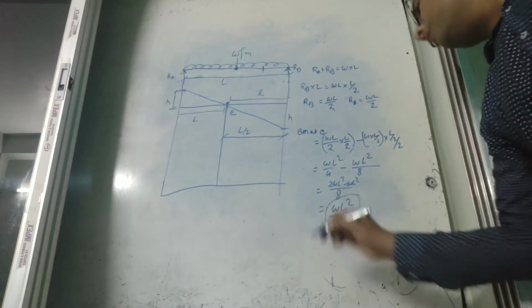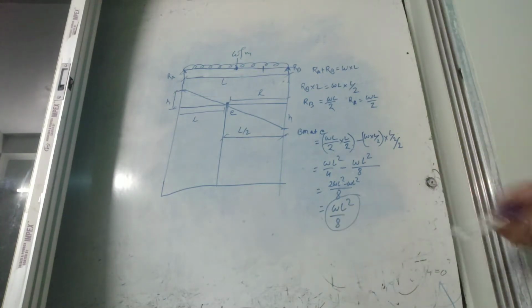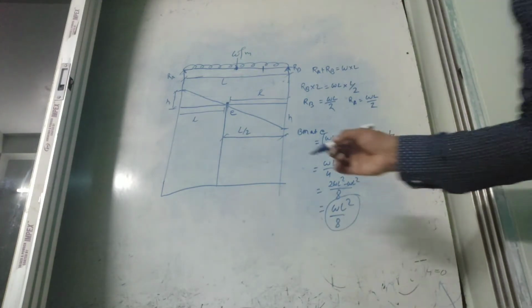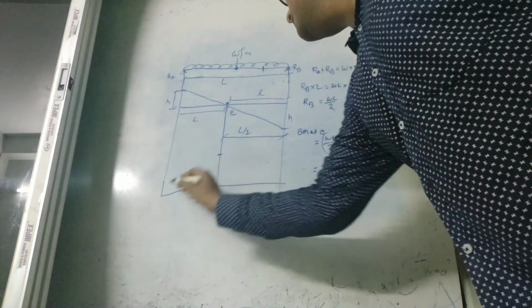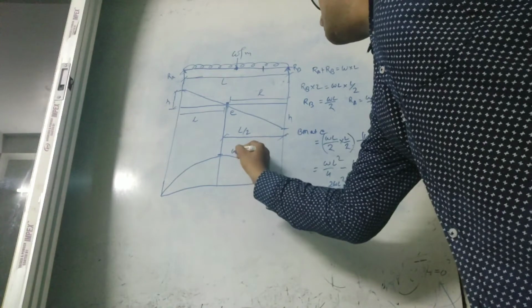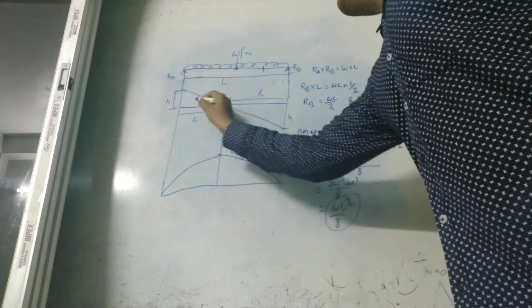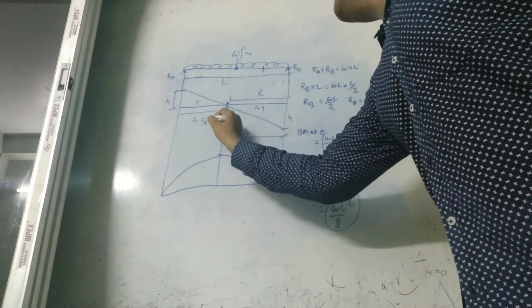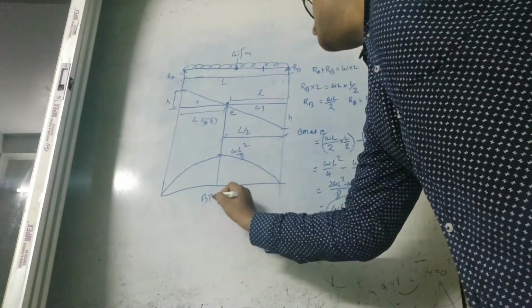In the case of a simply supported beam, the maximum bending moment for UDL is WL square by 8. So this is UDL, and this is a curve with peak WL square by 8. This is positive, this is negative, this is the SFD, and this is the BMD.